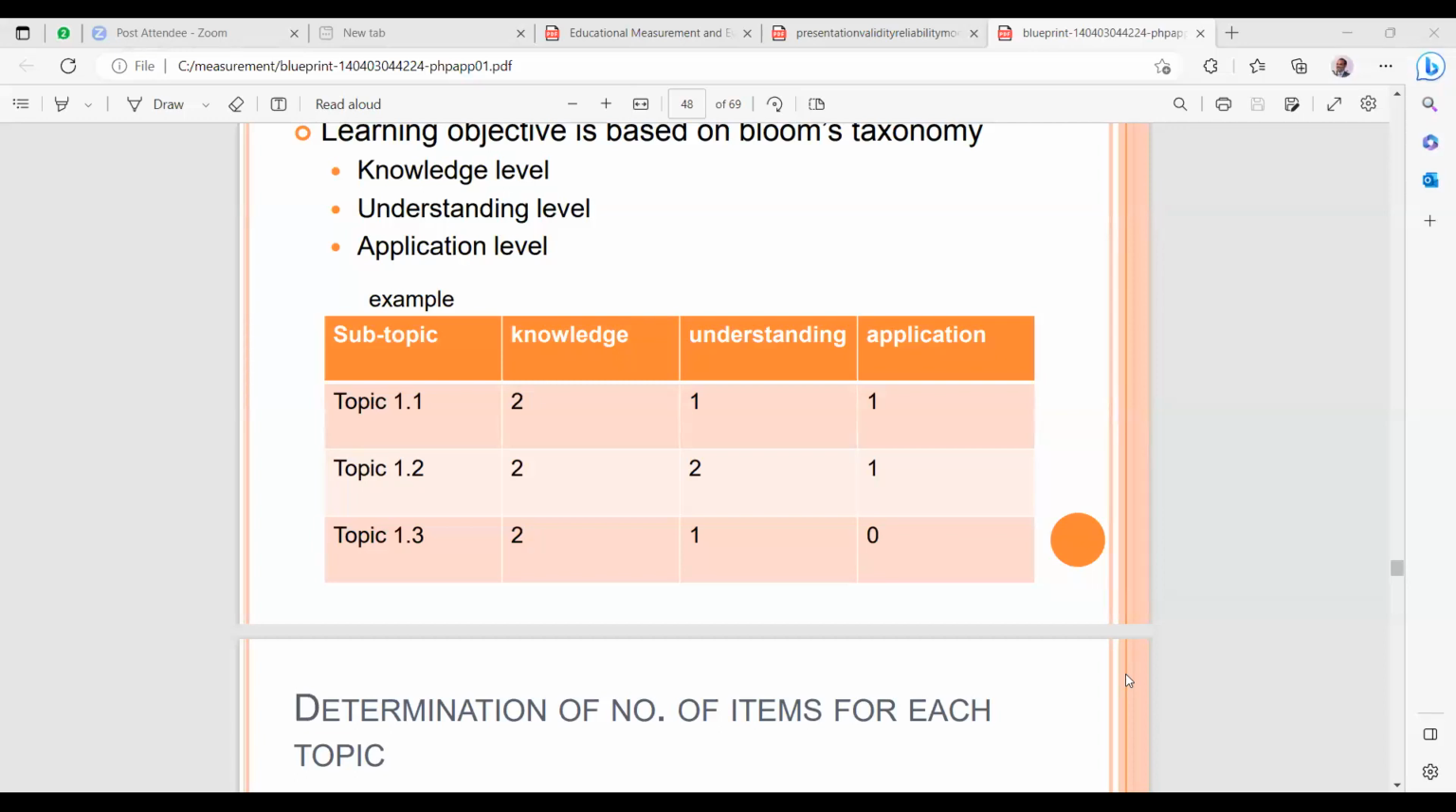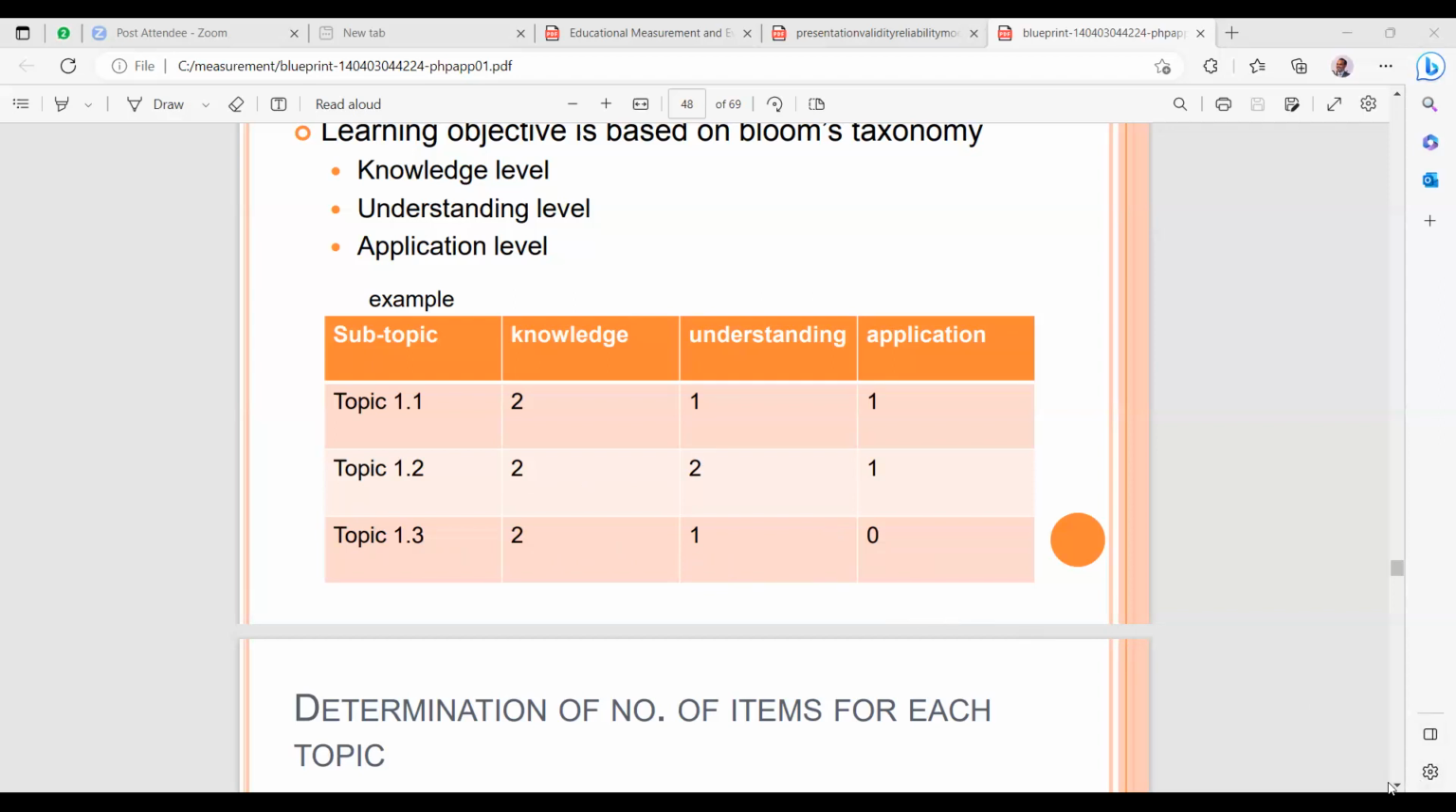So you can see learning objectives based on Bloom's taxonomy. Here we have taken only the first three levels: knowledge, understanding, and application. Now here you can see topic 1.1, the first part of the first lesson. We are including two questions to check knowledge, one for understanding and one for application. For topic 1.2, two questions for knowledge, two for understanding, one for application. For topic 1.3, there are no application questions, only knowledge and understanding questions.